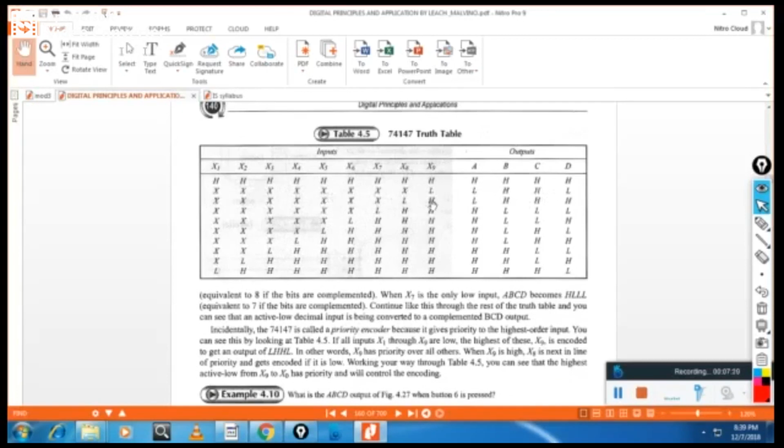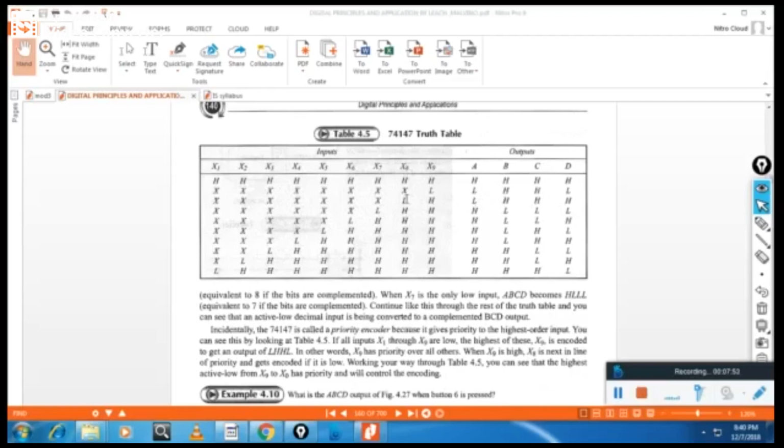Here this one is high. This will give the priority to this one and you will get the output here. So like this you will get the output for the various combinations of x1 to x9, that is called a priority encoder. I repeat, see here this input, this is low. It gives the priority to low here. Then you will get this coded output.